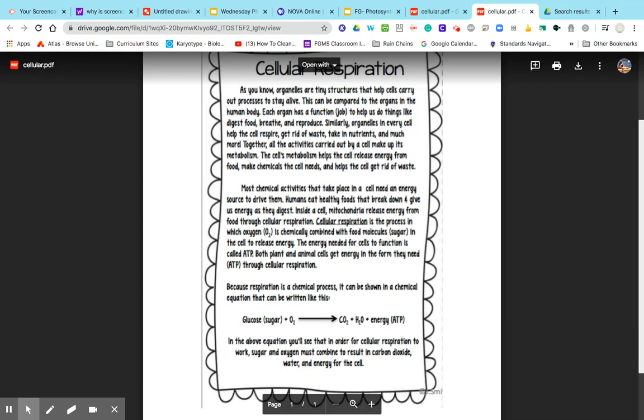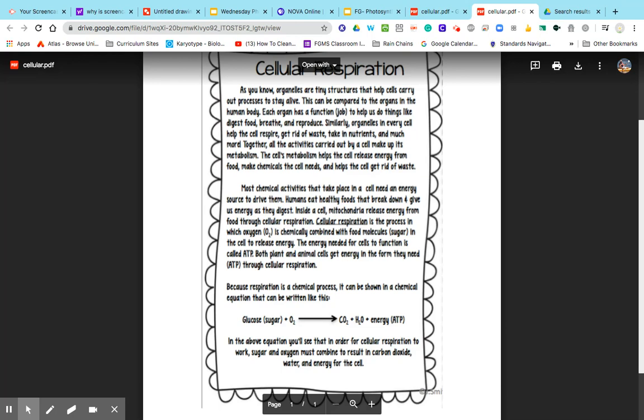So, one more thing to be very clear of. Only plant cells undergo photosynthesis, but all living organisms undergo cellular respiration. And where does that occur? That occurs in the mitochondria. And both animals and plants have mitochondria. In the above equation, you'll see that in order for cellular respiration to work, sugar and oxygen must combine to result in carbon dioxide, water, and energy for the cell.